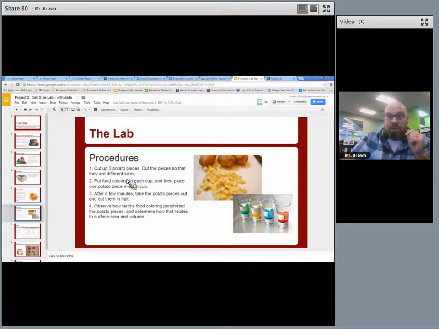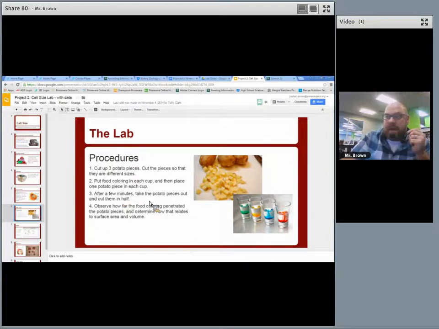You're going to put each piece into its own cup with food coloring. Now in this picture here, you see each cup has different colors. You don't have to do that. Every cup can be the same color, as long as the pieces are different sizes, that's all that matters. That's all I need to see. After about a few minutes, let's say 10, it's a little vague, but I'd say about 10 minutes.